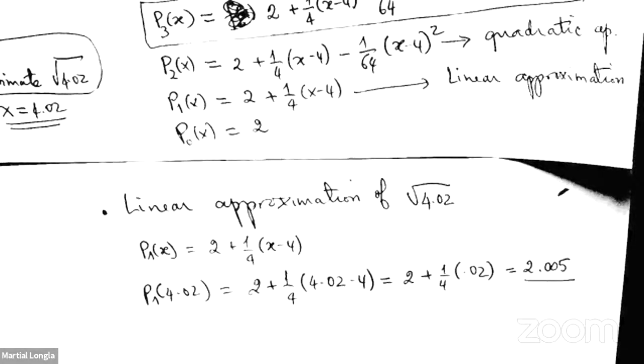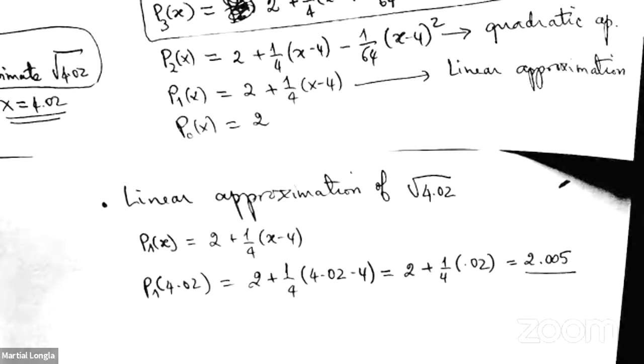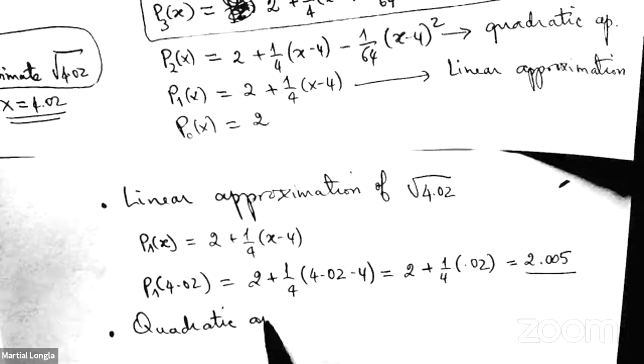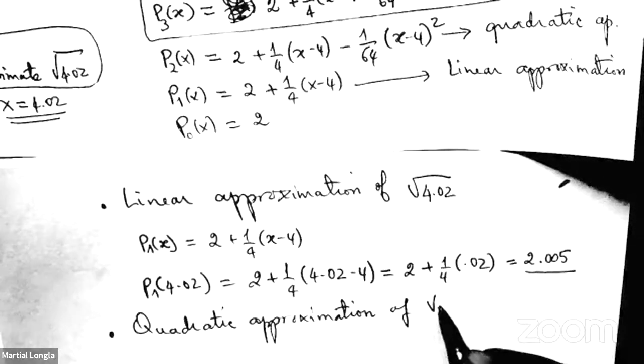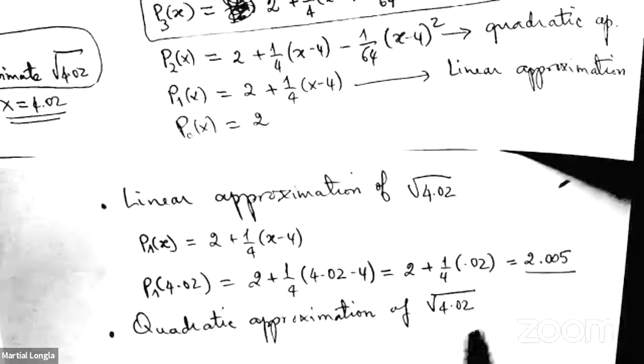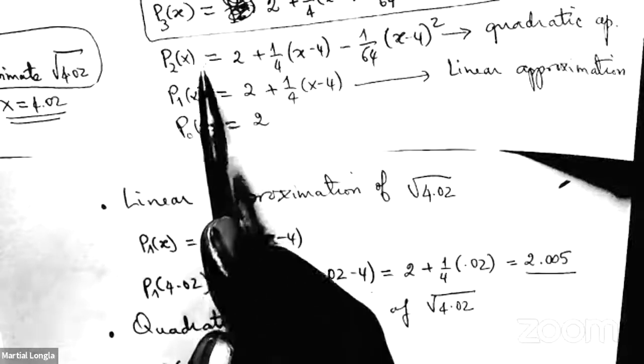All right. Does that make sense? Yeah, that makes sense. And that's all the question is about. You don't make it more difficult when you find it. So if we say quadratic approximation, and that is going to be P2 of x, and we have P2 of x right here.